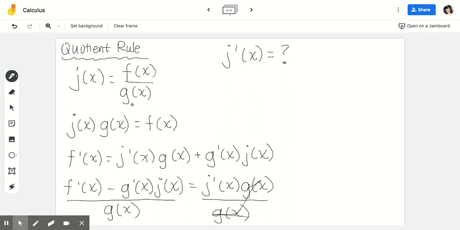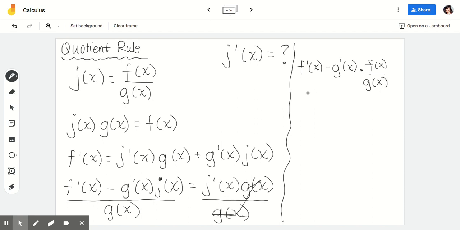Now, when we were originally given a problem, we don't necessarily want to have this whole thing in there. So you could stop here, but we're going to simplify it a little bit more because we know what j of x equals, and then we don't have to have three different things going on. So what I can do is take the j of x and substitute what it equals, which is f of x over g of x. And then, of course, that whole thing was over g of x.